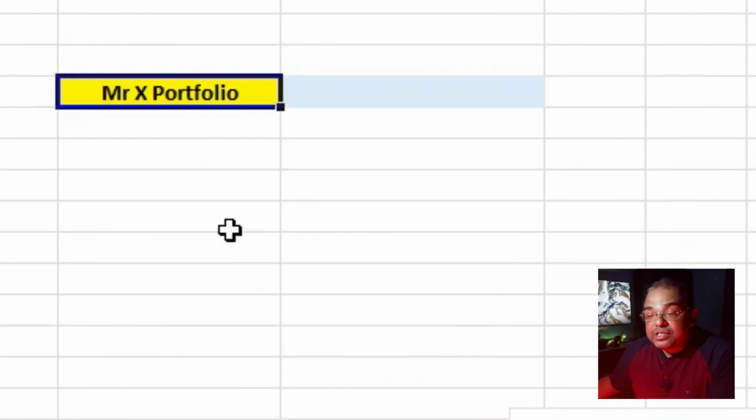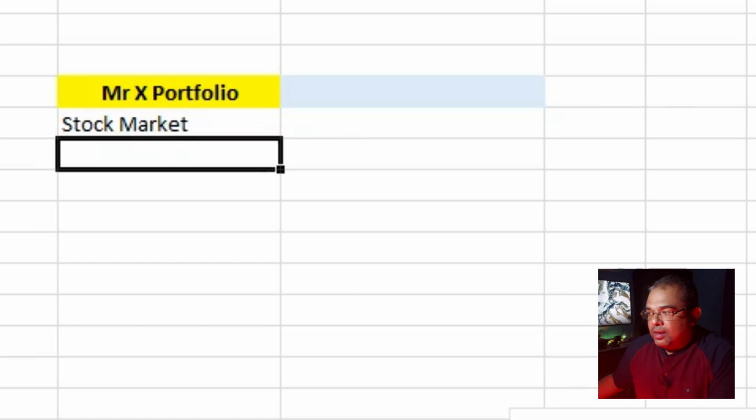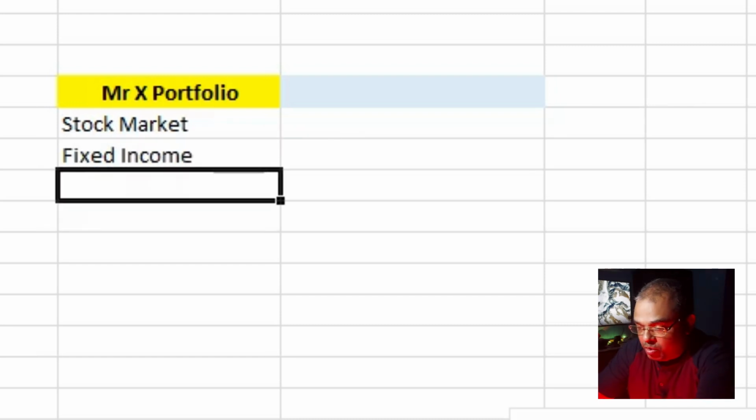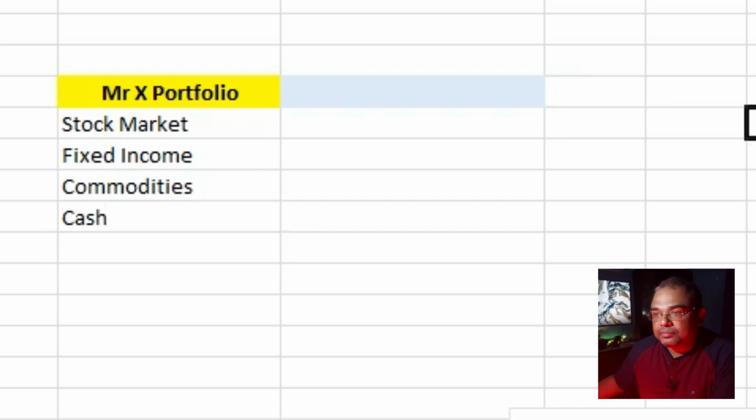Now, once you have defined your risk appetite, first, let's form a strategic asset allocation for yourself. Let's try and do that. Suppose Mr. X is making a portfolio for himself. He puts some of his investments in the stock market, right? And then he puts some into fixed income instruments, puts some into commodities, and then keeps some cash at hand, right?